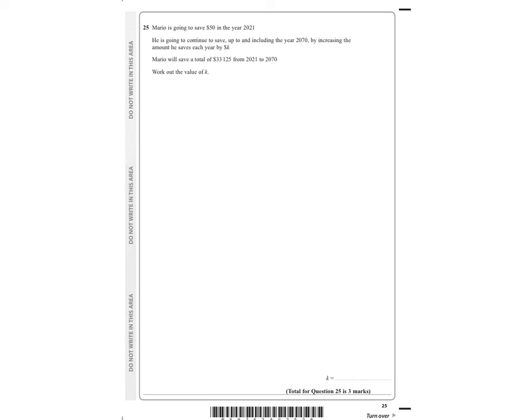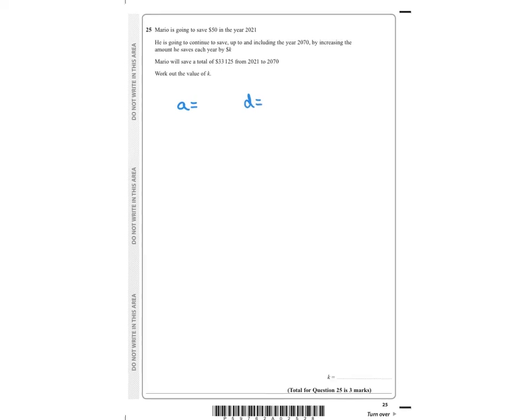Okay. If he's increasing something by K dollars each year, what we've actually got here is an arithmetic sequence. So first thing we should be thinking of is arithmetic. We need our A, which is our starting, we need our D, which is our amount each time, and then we need our N. So Mario is going to save $50 in the year 2021. So that's our starting point. He's going to save K each year, so we know that's K.